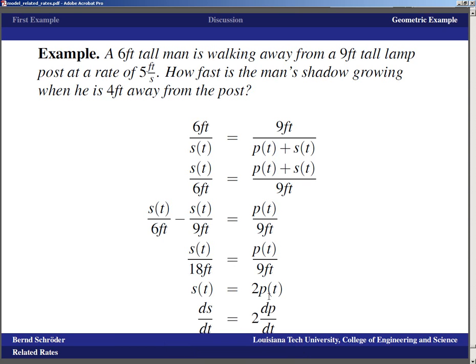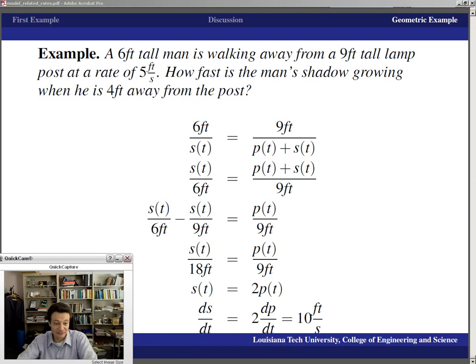That means the computation here actually is fairly easy. It's the geometry that can get you in some of these problems, and some problems have complicated geometry and, well, reasonably complicated computations. But now when s is equal to 2 times p, then ds/dt is 2 times dp/dt, and that is because he's walking at 5 feet per second. That ds/dt is 10 feet per second, and that's the end of the presentation.